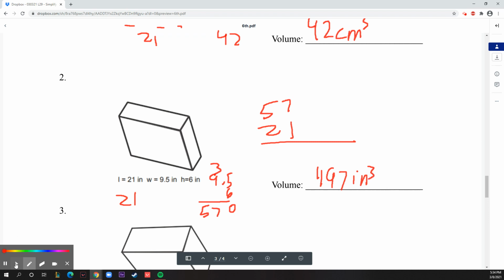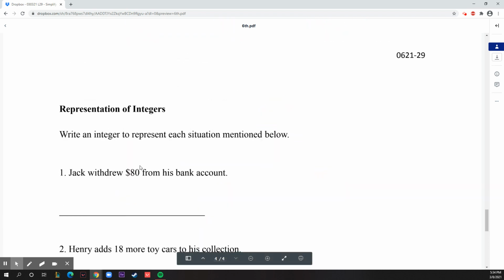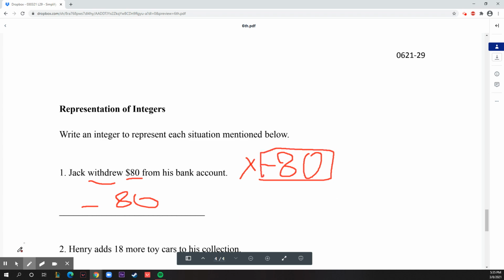Okay, on to the next section, which is representation of integers. Write an integer to represent each situation mentioned below. Jack withdrew $80 from his bank account. So we know it's an 80, but it's not just 80, it's negative 80, because he's taking away $80. So his bank account is X, and the integer that we're representing is negative 80. So X minus 80 is his bank account now.